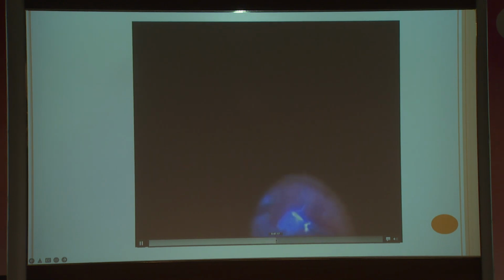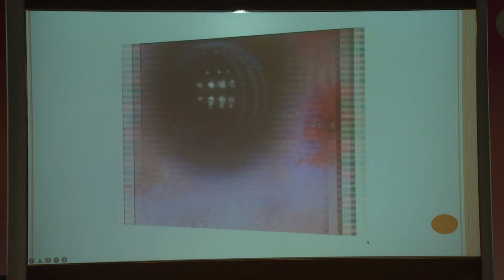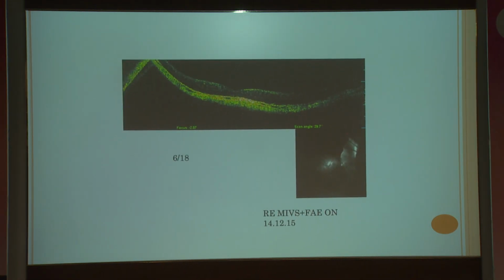And then I continued to peel the membranes as they went into the periphery, and we could see that she could get back 6/18 vision and the macula settled very normally. The OCT looks good.